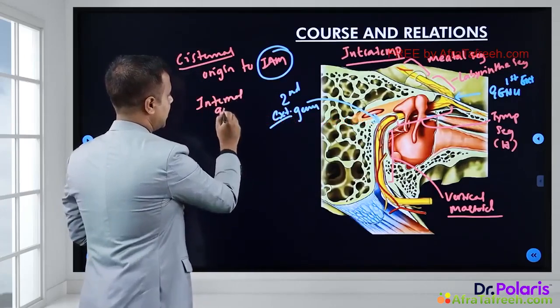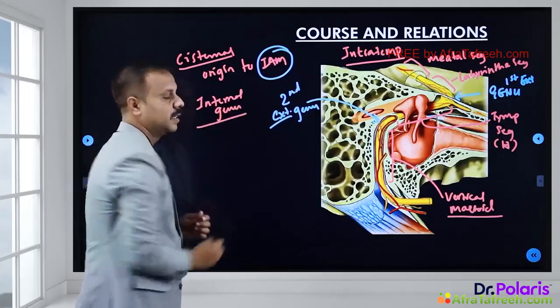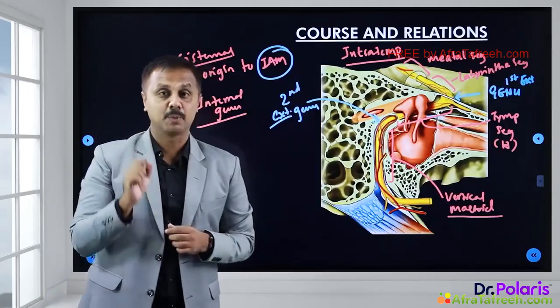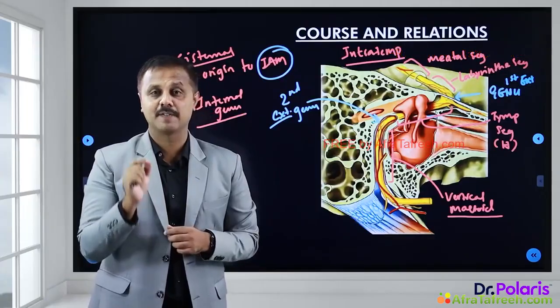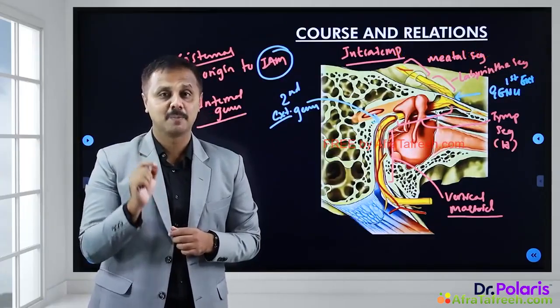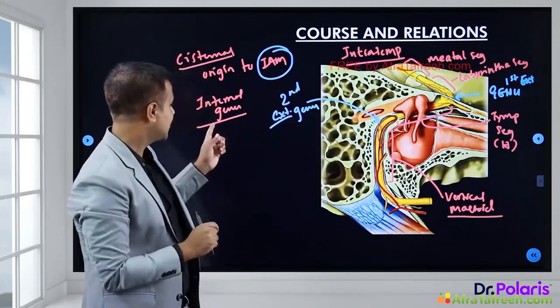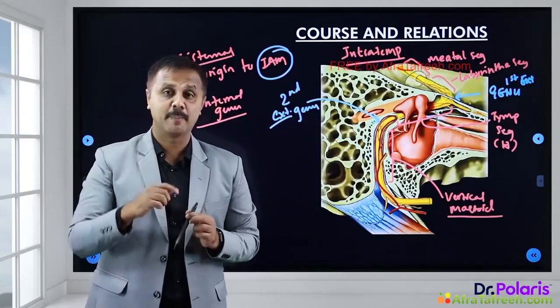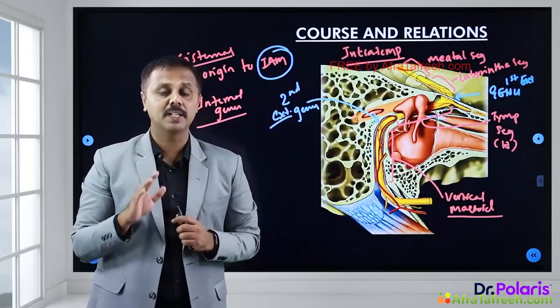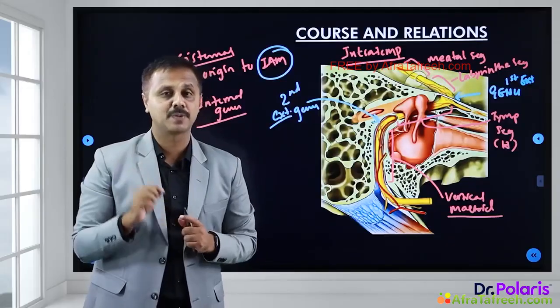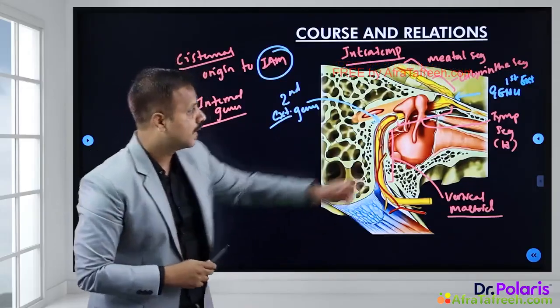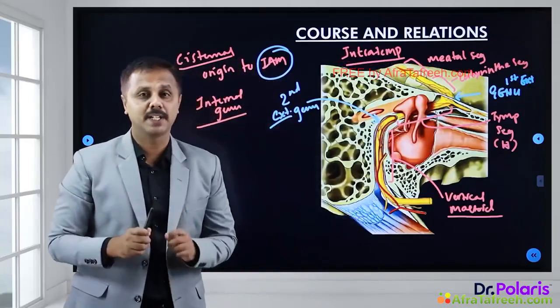Now, what do we mean by internal genu? The fibers of the facial nerve, the motor fibers, when they take their origin from the pons, that is from their motor nucleus, they wind around the abducent nucleus. So that is known as internal genu. The bending of the fibers around the abducent nucleus within the pons is what we refer to as internal genu, whereas external genu is present within the middle ear.